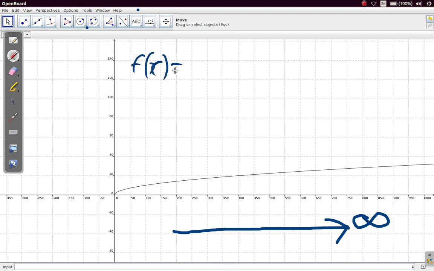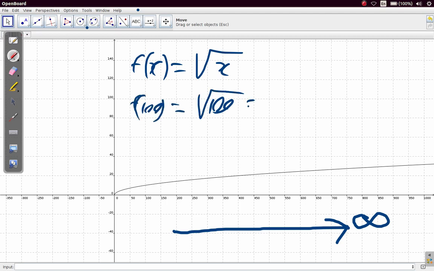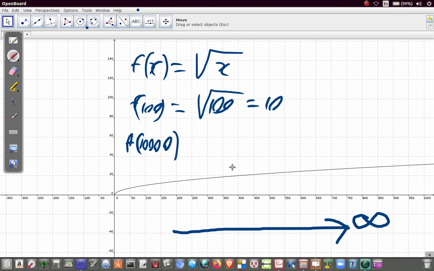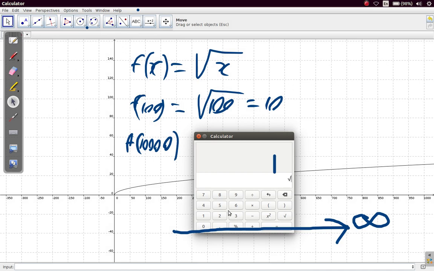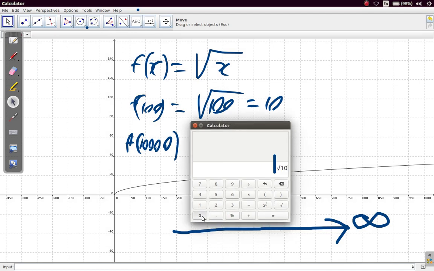What we're looking at is f of x equals square root of x. If x is 100, then f of 100 is equal to the square root of 100, which is 10. What about when x reaches 10,000? The square root of 10,000 is 100.